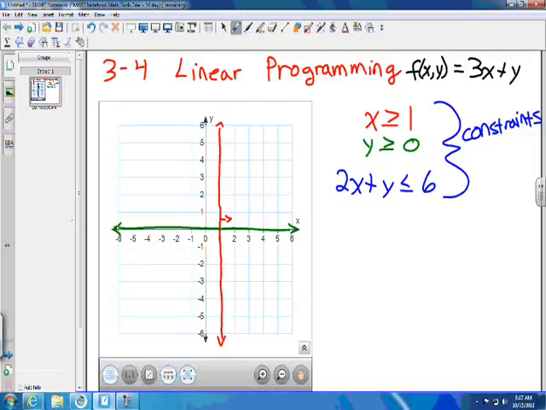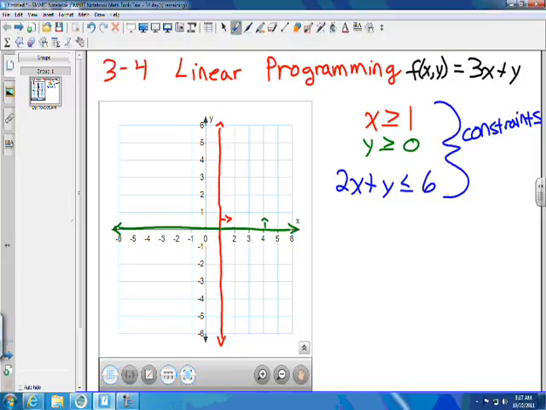And if it's greater than 0, would you shade the top half or bottom for that one? The top half. So again, just put an arrow. If those were the only 2 we were going to graph, we would just color in this area. But we still have this other one.